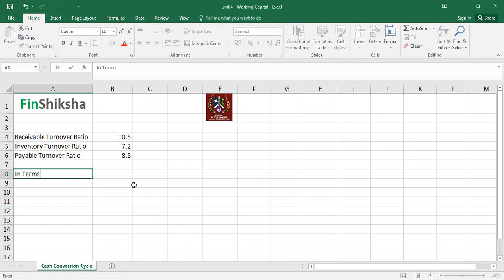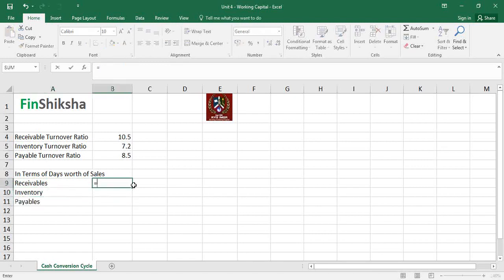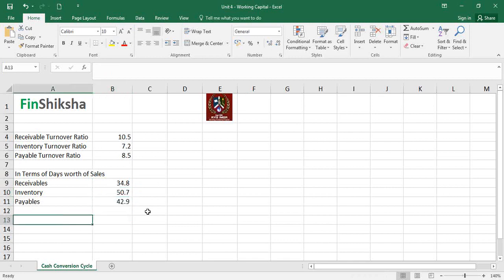Let's calculate this in terms of days worth of sales. I'll put receivables, inventory, and payables in terms of days. And we are doing 365 divided by this number, and so on and so forth. Let's format it. So we are saying roughly about 35 days worth of sales is stuck in terms of receivables, 50 days, 51 days, and 42 days.